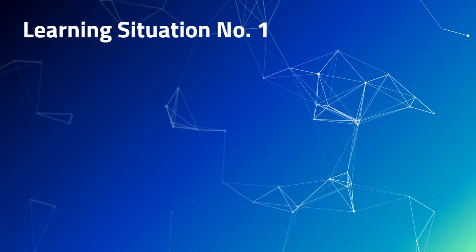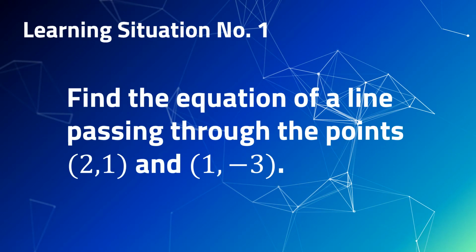For you to understand what we're talking about, let's have learning situation number 1. The problem is, we are going to find the equation of a line passing through the points (2, 1) and (1, -3). Basically, we were previously given the equation and graphed it. This time, we're going to reverse the process. We're just given two points, and we are going to write the equation of that line.